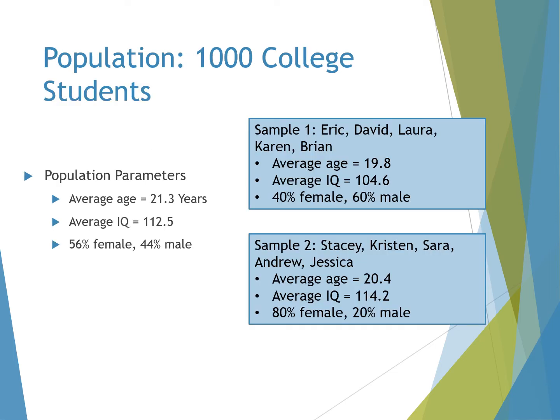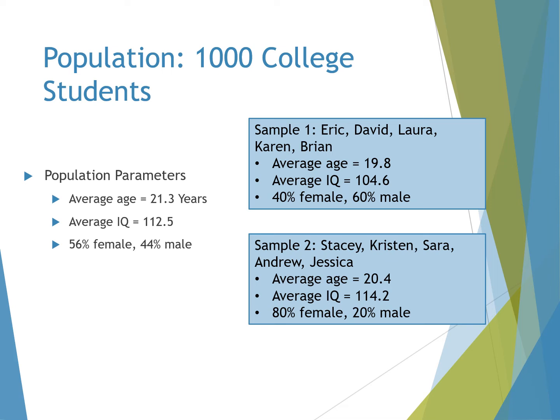So let's use this example. Let's say we have a population which by some magic we know all about. In the population, we know the average age is 21, we know the average IQ is 112, and we know that the population is 56% female. Now, if we pull a random sample of 5 people, we could get these 2 different samples. In sample 1, we have Eric, David, Laura, Karen, and Brian. We've got an average age of 19.8, an average IQ of 104, and it's 40% female.